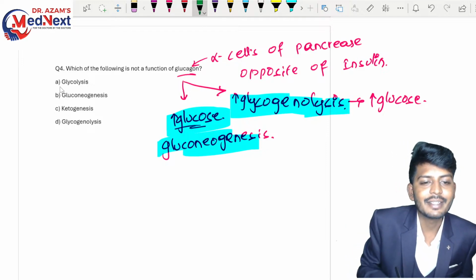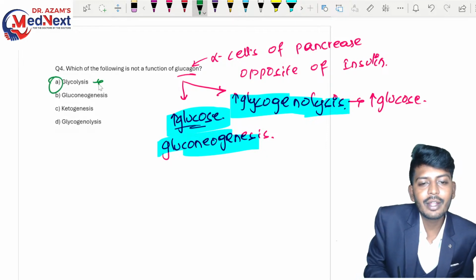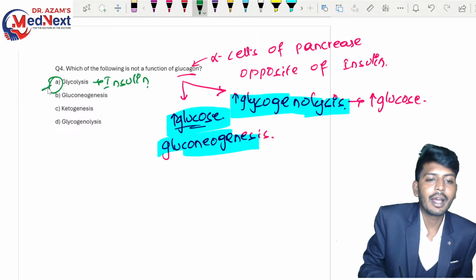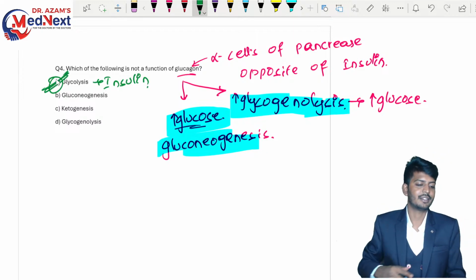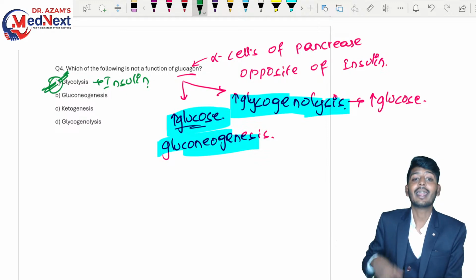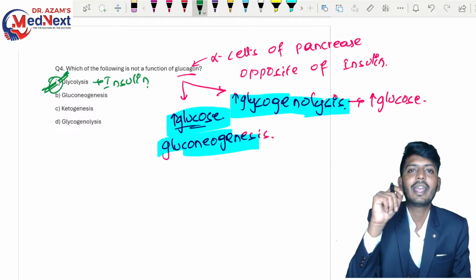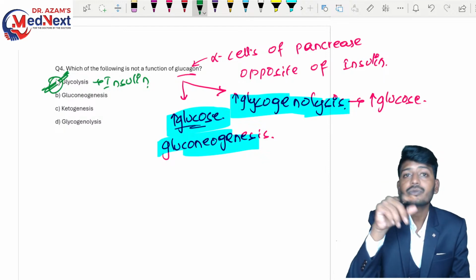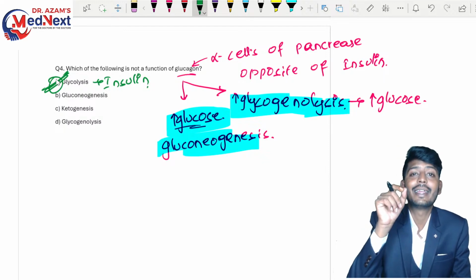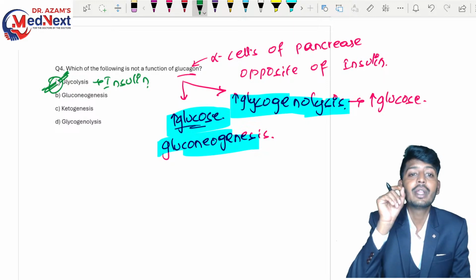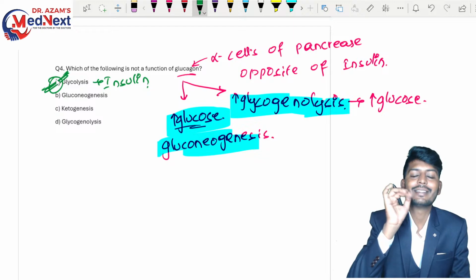बट ग्लाइकोलाइसिस is under the influence of insulin. बच्चों, is under the influence of insulin. So the correct answer is glycolysis. Glycolysis is majorly increased by your insulin. याद रखिएगा, आप लोग बायोकेम में पढ़े होंगे ना. Glucokinase and hexokinase have an influence by insulin also. So the answer is glycolysis.